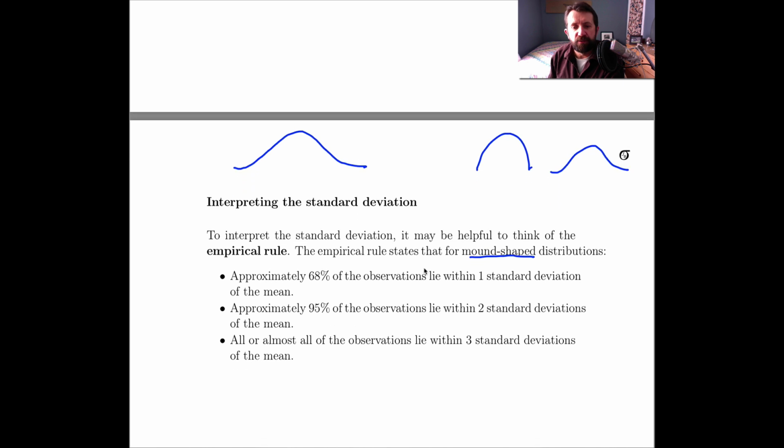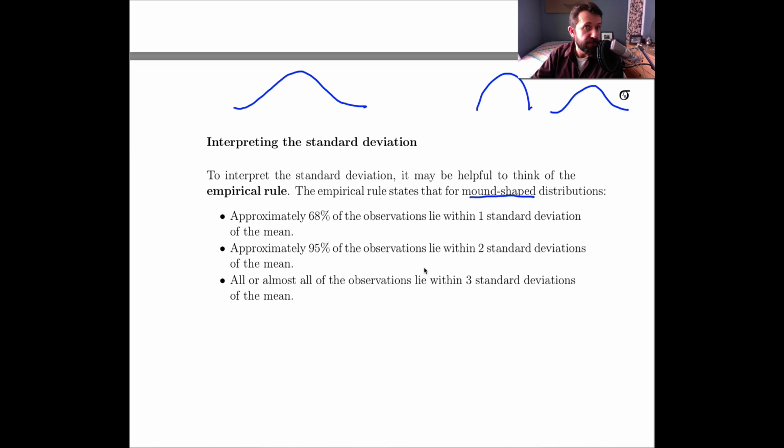And the empirical rule is this. It sort of says three things. That approximately, for these mound-shaped distributions, approximately 68% of the observations lie within one standard deviation of the mean. Approximately 95% of the observations lie within two standard deviations of the mean, and all or almost all of the observations lie within three standard deviations of the mean.